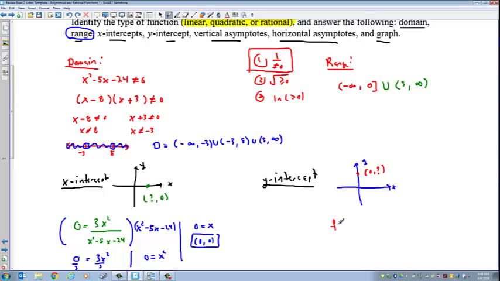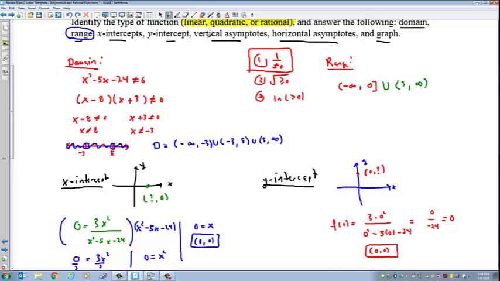So f of 0, which equals, you're going to get 3 times 0 squared on top. And then you can plug it in the bottom. So 0 squared minus 5 times 0 minus 24. And so you get 0 on top and -24 on the bottom, which is equal to 0. So here, if the input's 0, the output's 0, so you get the point (0, 0). So the X-intercept and Y-intercept are exactly the same.